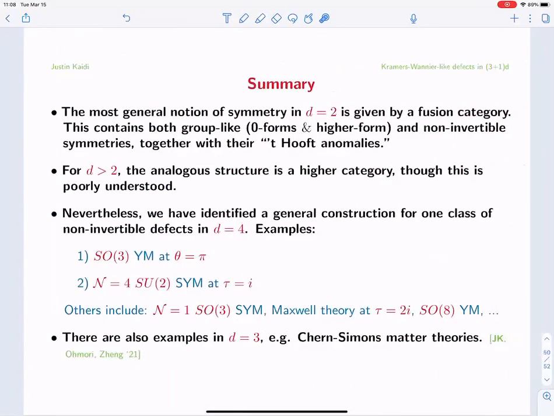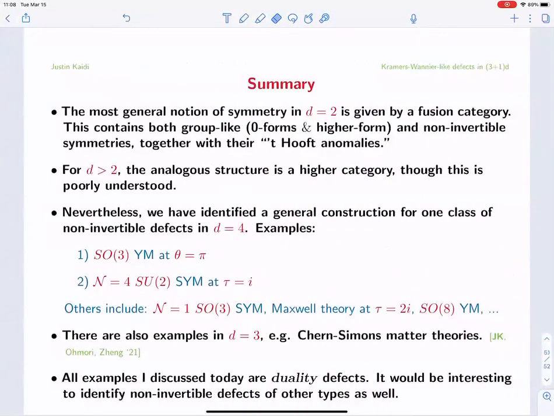There are even examples which are not in 4D, but in 3D, for example in some Chern-Simons matter theories. So there are various examples, but I think it's fair to say that we're still just scratching the surface on all of these non-invertible defects. In particular, all of the defects that I discussed today are duality defects. So it would be very interesting to identify non-invertible defects that didn't have anything to do with duality or triality, etc. Okay, and so I'll leave it at that.